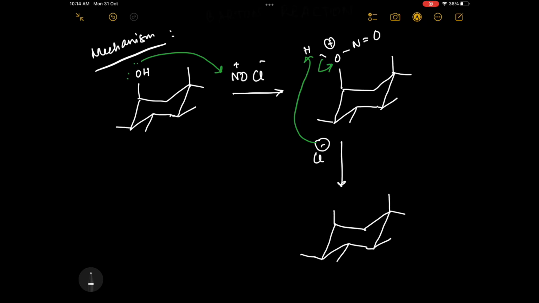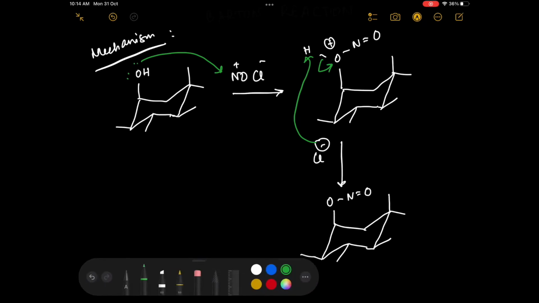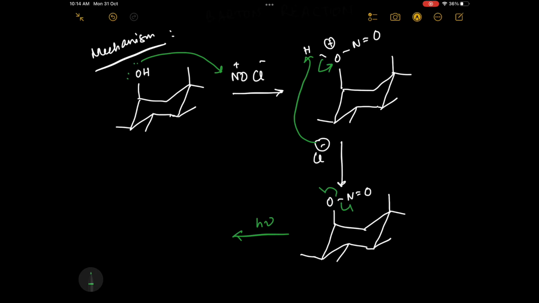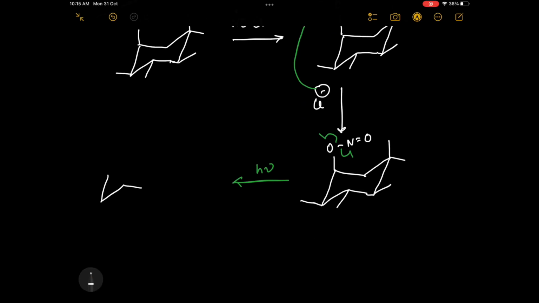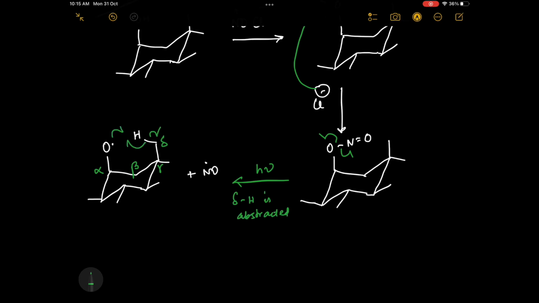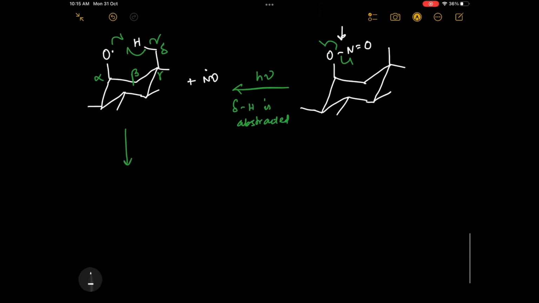After that, the delta hydrogen, that is the hydrogen present at the sixth position, is abstracted. Let us check how it is done. First of all, the O-N bond undergoes homolytic cleavage under photochemical conditions. After that, as I said, the hydrogen at the sixth position forms a stable six-membered cyclic transition state, and the delta H is abstracted by the O dot. The oxide radical takes the delta H and becomes the OH, and we get a carbon radical formed there. We also have the NO dot present in the reaction medium.